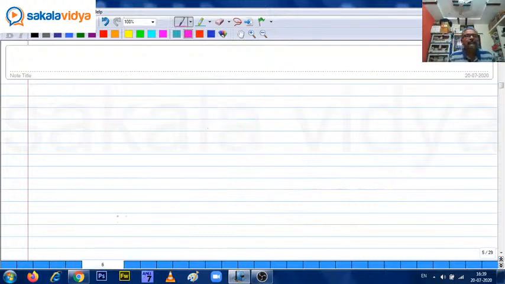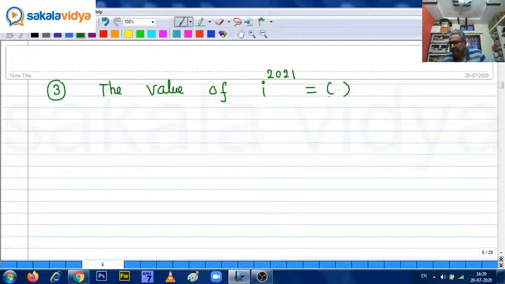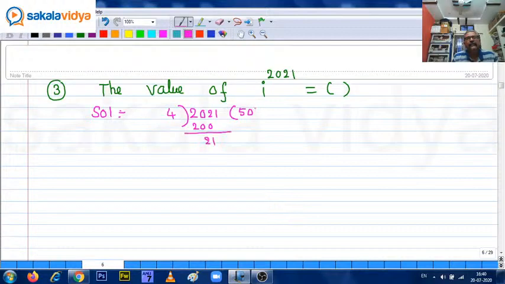Now I'll give one more question. Third one. The value of i to the power of 2021. Anybody? I to the power of 2021. Now here see the solution. Your step is 2021 should be divided by 4. 4 times 500 is 2000. So 21 you get. 4 times 5 is 20. So remainder is 1. That means r is equal to 1. Therefore i to the power of 2021 equals i to the power of 1. I, that's all. Equal to i.